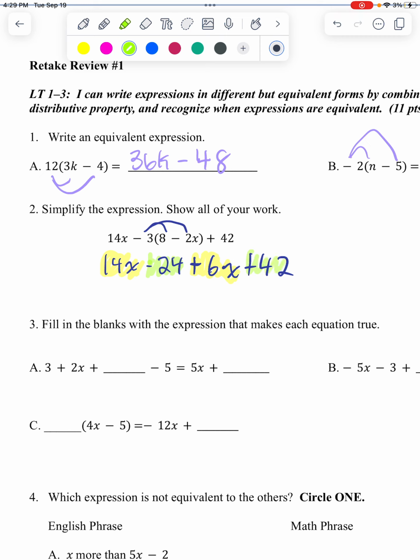And here are my regular numbers. I have negative 24 plus 42 for my regular numbers. And so that is going to be 18 positive. And then for my 14 plus 6x is 20x. And voila. That's it. That's simplifying.